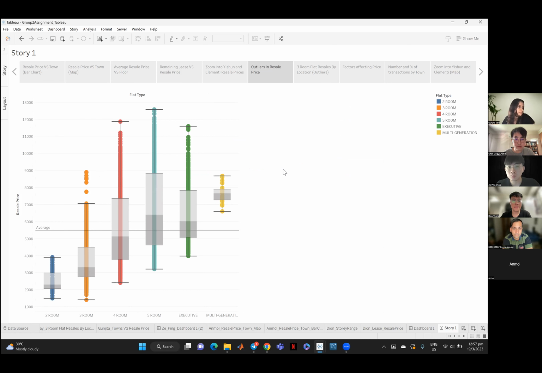So our team also translated the resale prices into a box and whisker plot. So over here you can see a box and whisker plot by flat type. And based on this visualization, you can actually see that 3-room flats have the most number of outliers in terms of resale price. So going on to the next visualization.